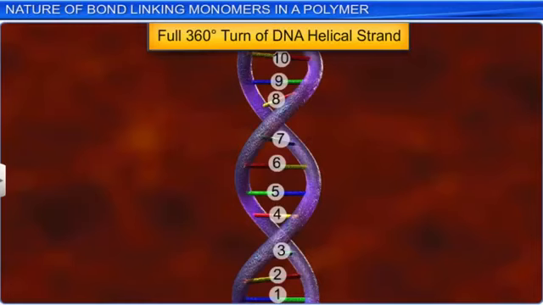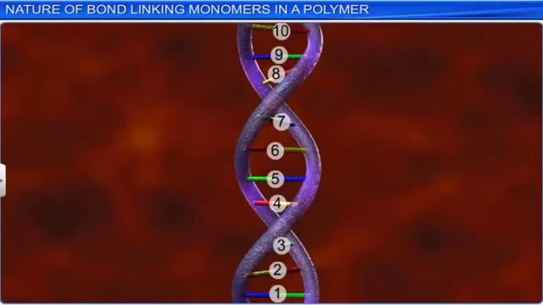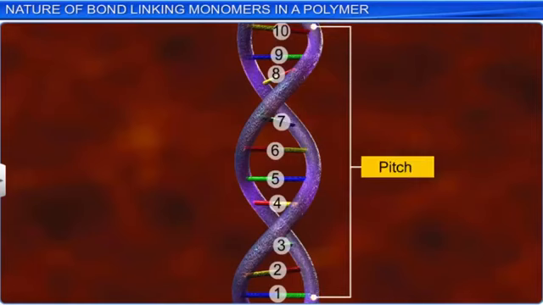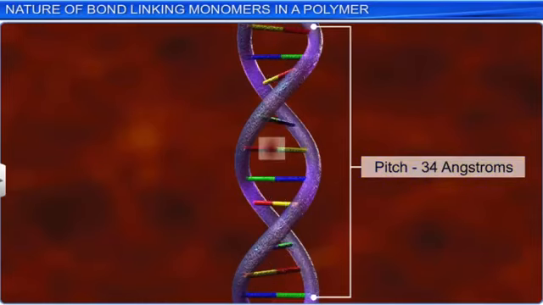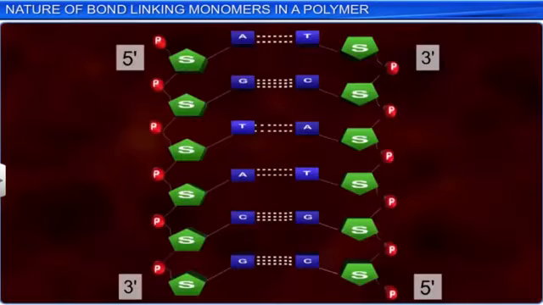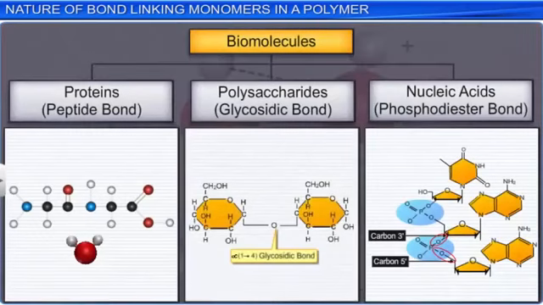The distance along the helix axis corresponding to one turn is known as pitch. In a B DNA, the pitch is 34 angstroms. The rise per base pair, or the distance between two base pairs, is 3.4 angstroms. The different types of bonds we have studied are crucial as they provide structure and stability to biomolecules and make them functional.